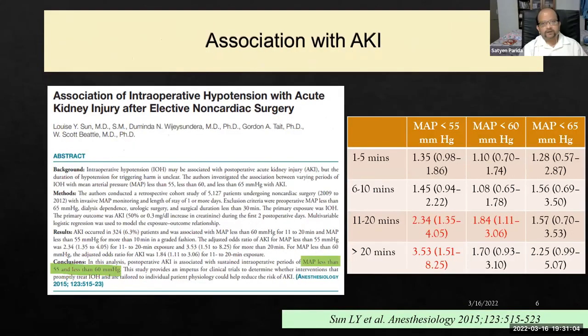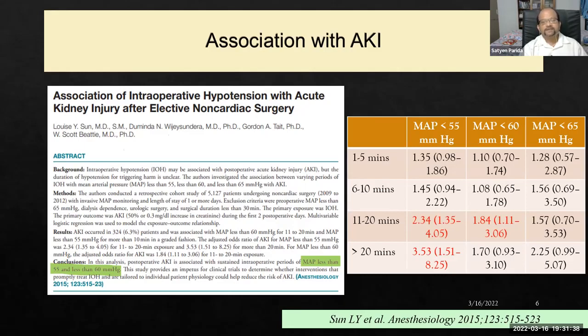So this is about organ-specific outcomes. The authors were looking to relate perioperative hypertension with acute kidney injury. And they found that at two thresholds of mean arterial pressure, at less than 55 and less than 60 millimeters of mercury, for exposures of 11 to 20 minutes duration, the association with acute kidney injury was quite palpable. And although the odds ratios for both of these thresholds were quite different, the results were undeniable.